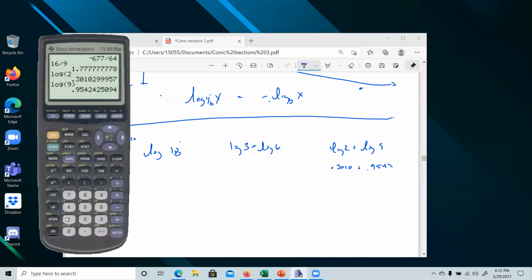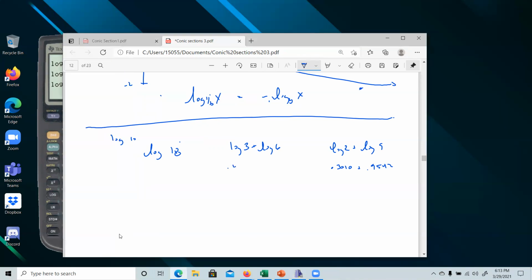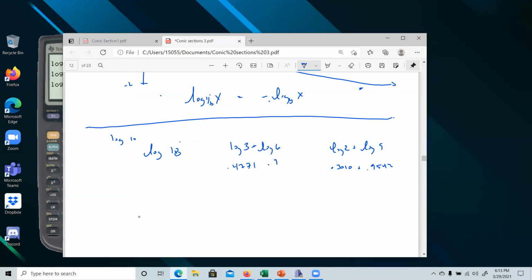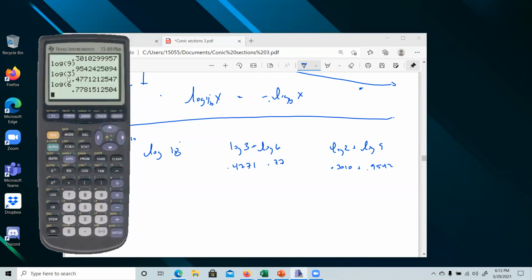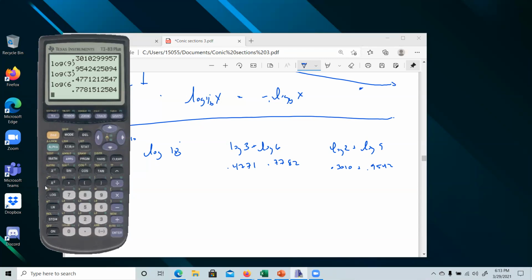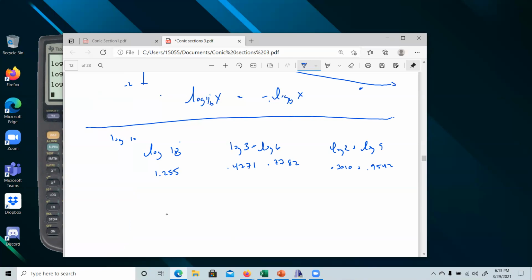And this is log 3, so 0.4771. And then we have log of 6, and this was 0.7782. And log of 18 was 1.255. So we're just going to add these together.